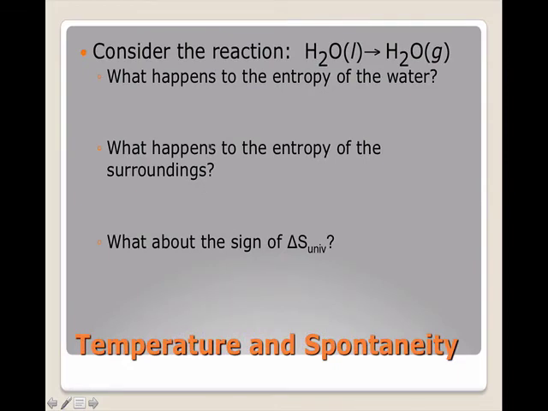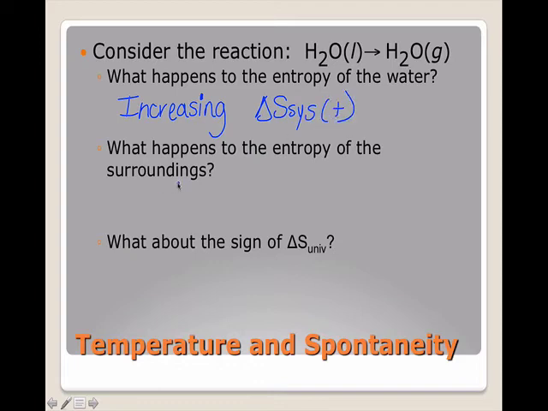So the next thing we're going to do is look at this reaction. We have liquid water going to water vapor. It asks, what happens to the entropy of the water? Well, water is going from a liquid to a gas, and we know because we've already talked about it that a gas has more entropy. So the entropy of the water is increasing. It's becoming more chaotic, more random, because gases have more movement than liquids. So delta S of the system is positive.